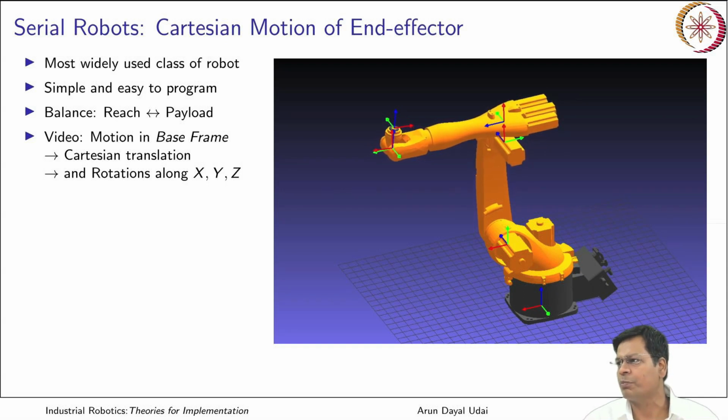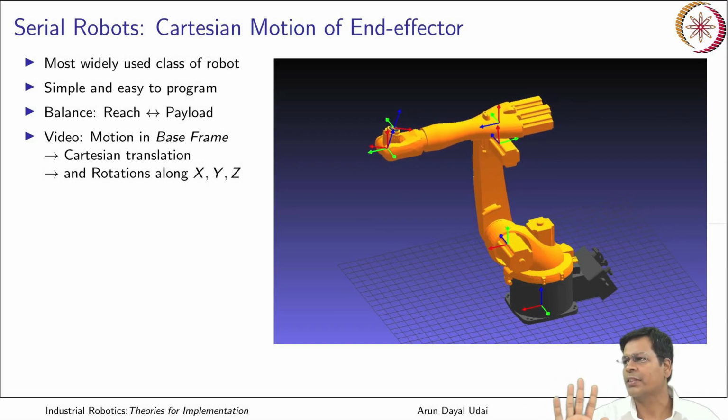Now it is making rotary motion. You see, it is rotating its end effector frame about the y-axis, that is the green one.